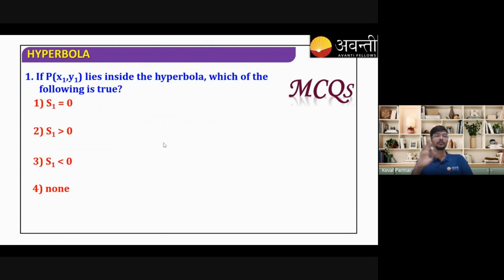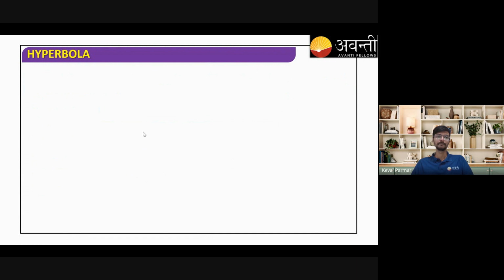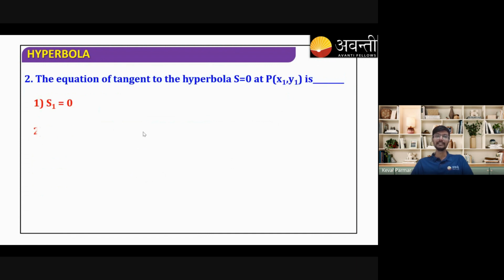So what does it say? Yes, come on guys. It will be S1 is greater than 0. Please remember, in last lecture also I mentioned in ellipse and hyperbola it is exactly opposite. Right? Next. The equation of tangent. Very simple, guys. The equation of tangent of the hyperbola is T equals 0. Simple.